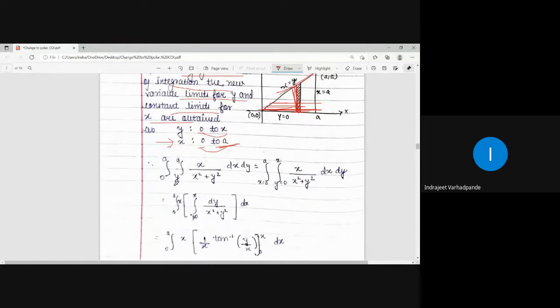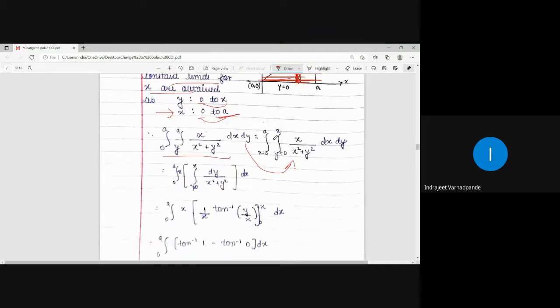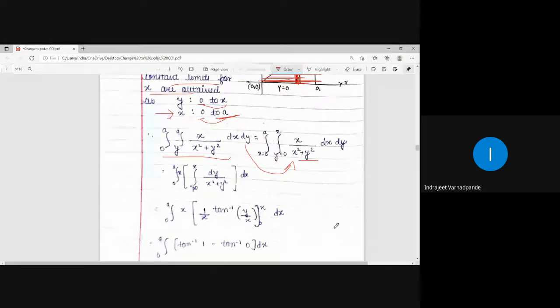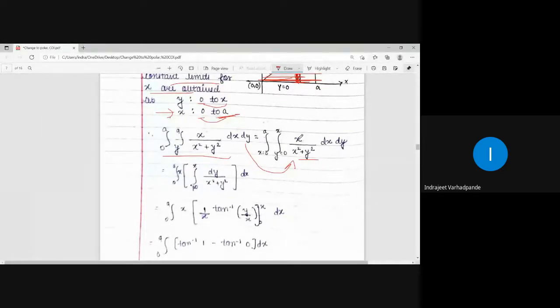So this complete integrand is now converted to integral 0 to a, x from 0 to a, y from 0 to x, upon x square plus y square dx dy. So accordingly we will be simplifying and getting down the answer. So initially the integration will be done with respect to y. X is treated as constant, so it can be compared with 1 upon x square plus a square.